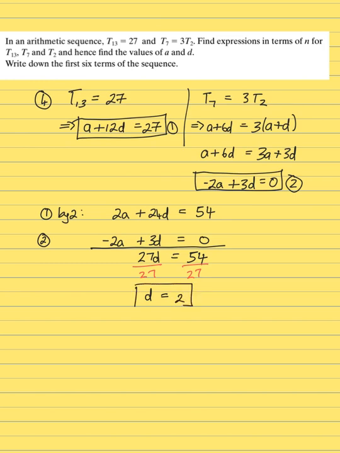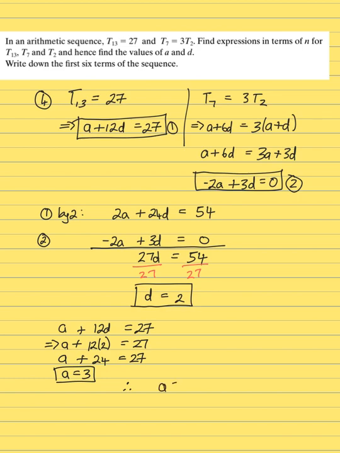So we now have d, and of course we can just substitute that back into our first equation. A plus 12d is equal to 27, just using this equation up here. And we know that d is 2, so that means that a plus 12 times 2 is equal to 27. A plus 24 is equal to 27. Gives us, of course, that a is equal to 3. And we now know our a value is 3, and our d value is 2. So that was the next part, find the values of a and d.